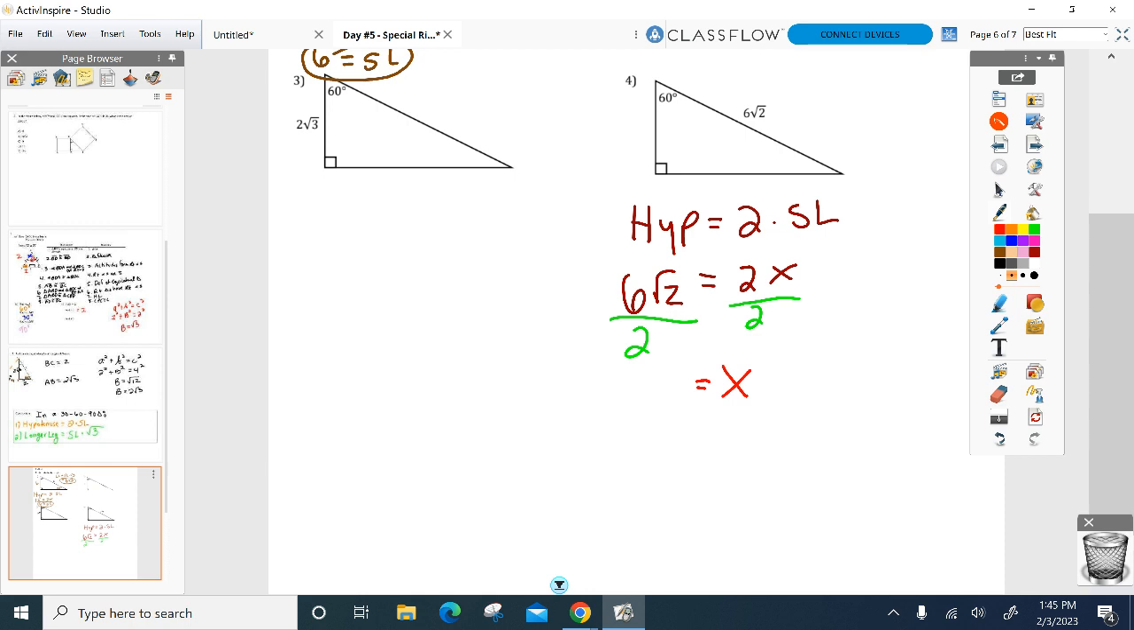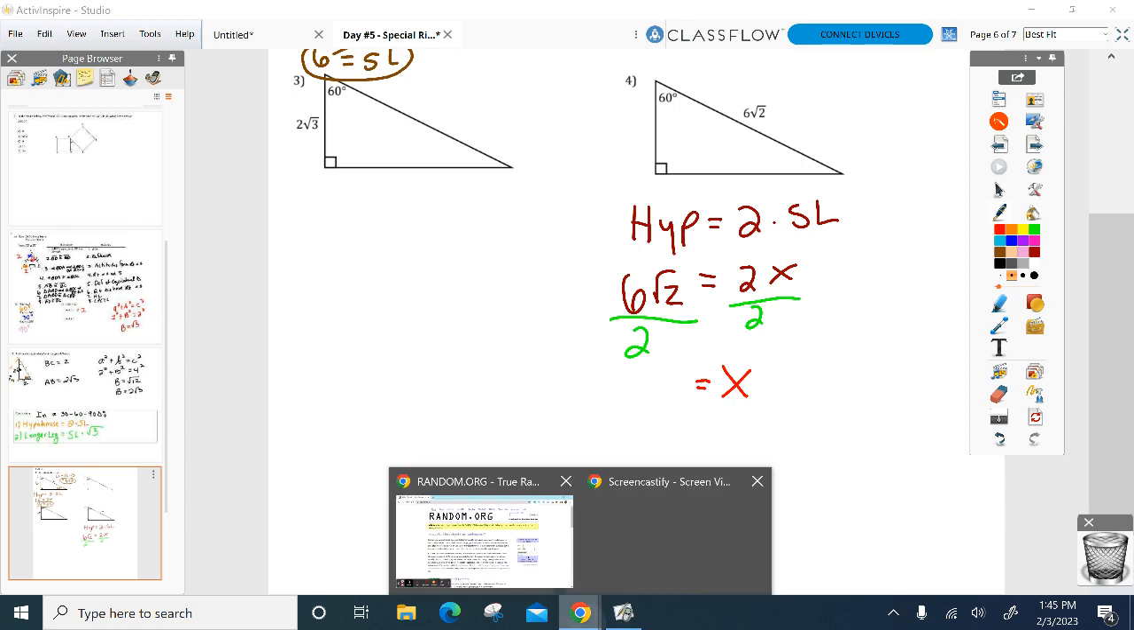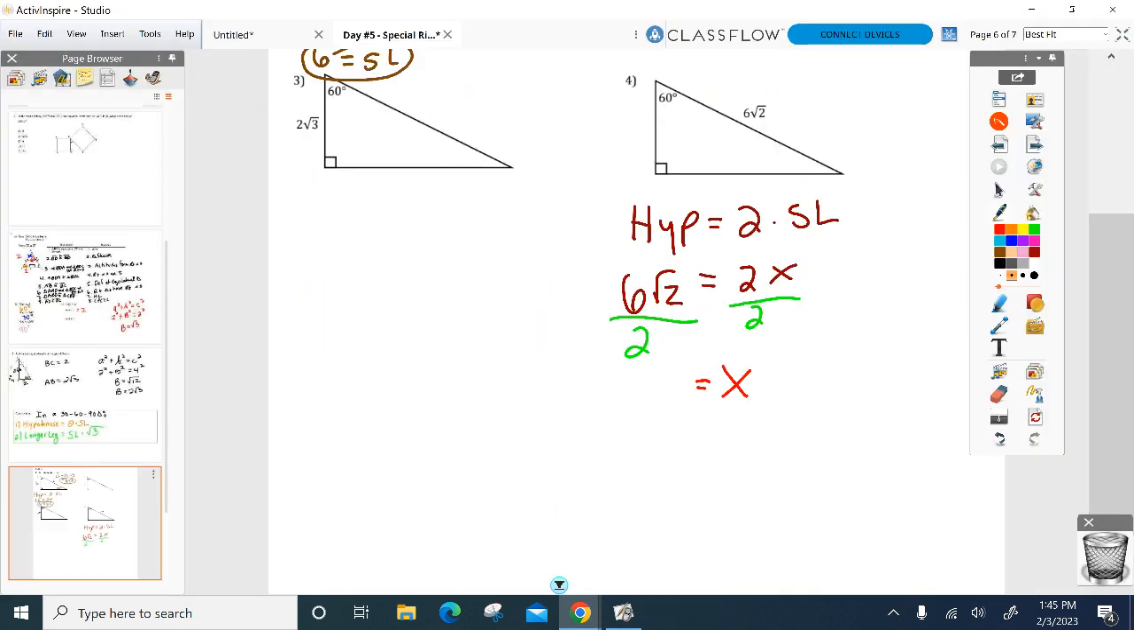What can I do here now? I don't want to leave it like that. It's 3 radical 2. Divide 6 and 2, I get 3 radical 2. That's my shorter leg.